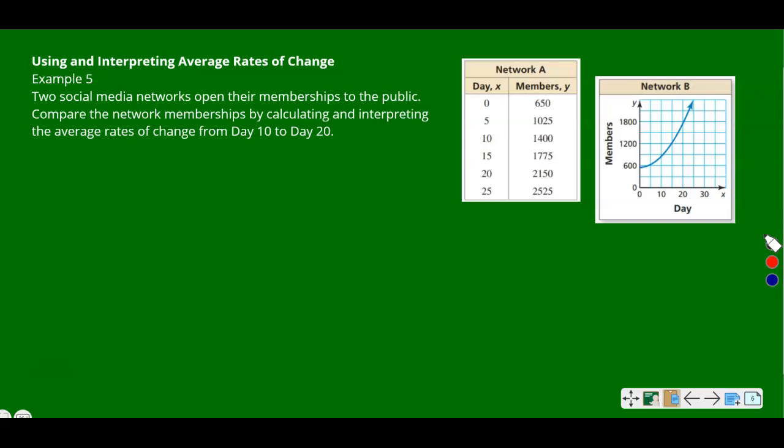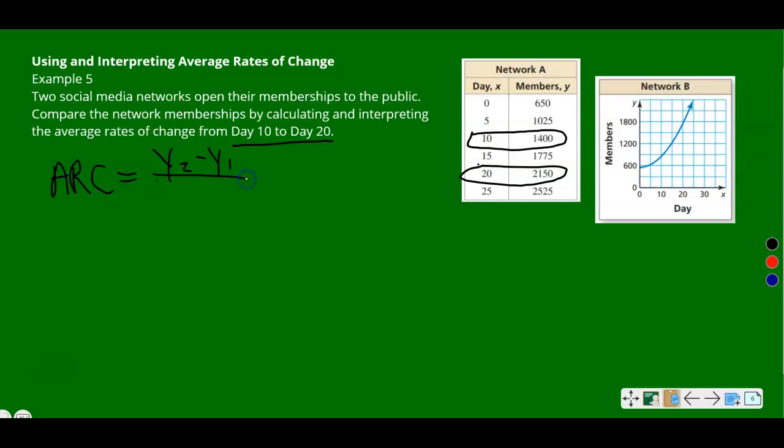So this says we need to look at the average rate of change from day 10 to day 20. So these two points are the only two points that we really need to look at right now. So remember, average rate of change is your difference in y's over your difference in x's. All right, and it was written as f of b minus f of a, I think before. It's the same thing as difference in y's over difference in x's.